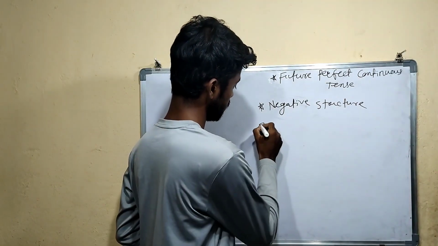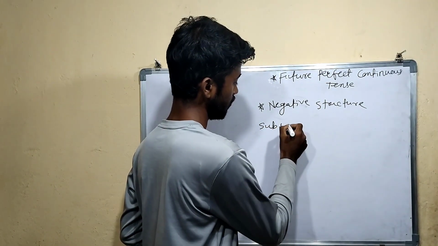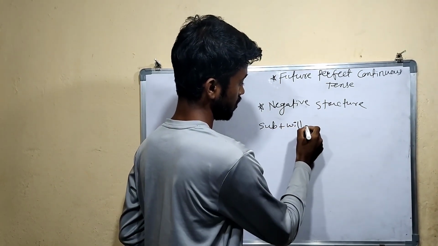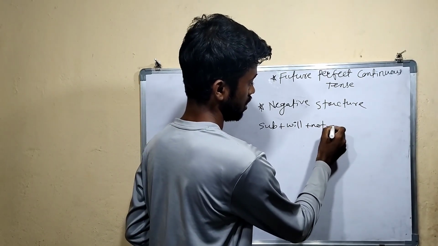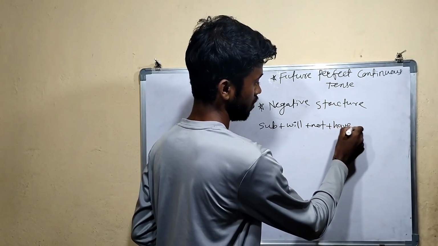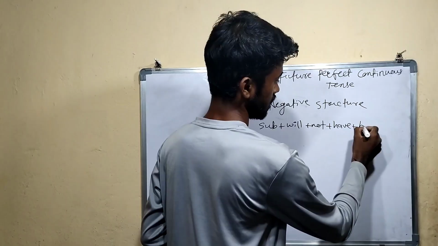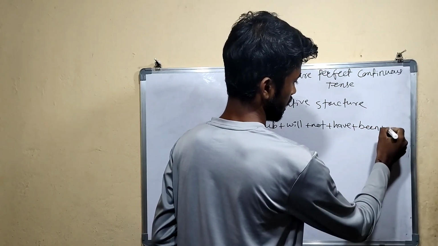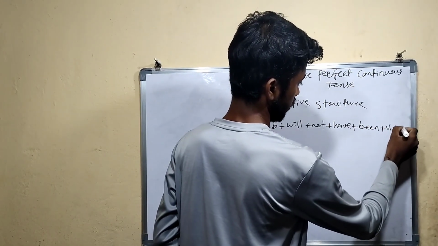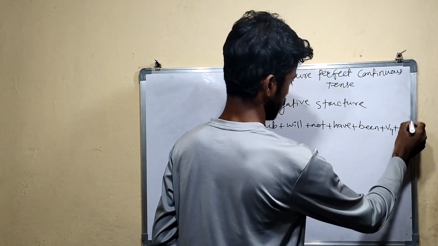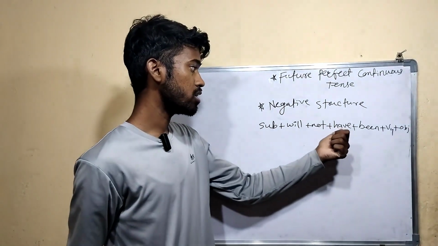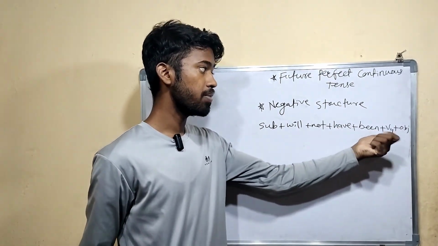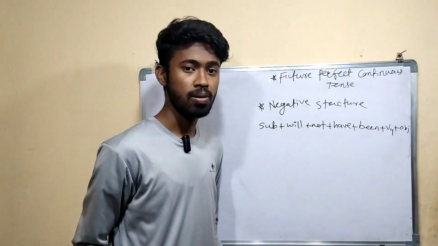So first subject, after that will, after that not, after that have, next been, next fourth form of verb, and finally object. Subject will not plus have plus been plus fourth form of verb plus object.